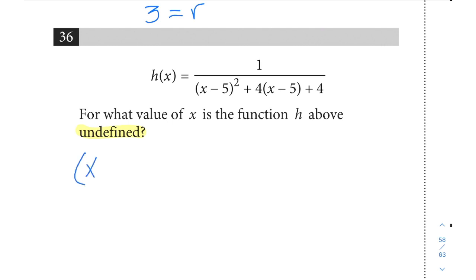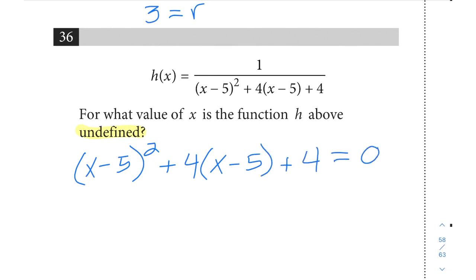So really what they're asking here is what value of x would make this denominator, and I'm just going to rewrite the denominator here, equal to 0. So let's see if we can try to solve this.